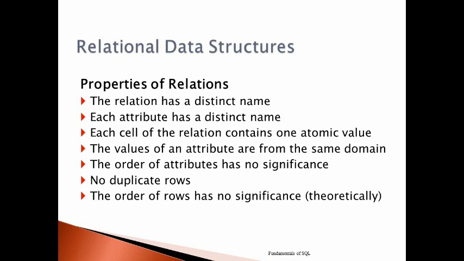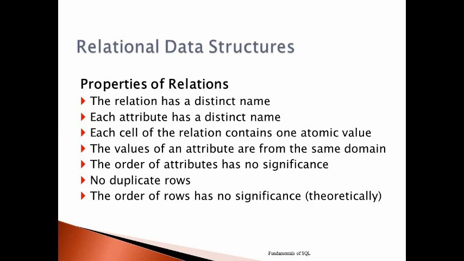The relation has a distinct name. That's what we need to understand. If it is a course relation, a fee relation, or a student relation, in that particular database, it must have a distinct name. And also each attribute must have a distinct name, because we are trying to distinguish or collect data items concerning an entity. So if it is a registration number, then that's the registration number. We cannot have two registration numbers. Each cell of a relation will contain one atomic value.